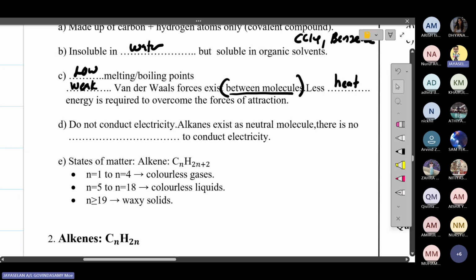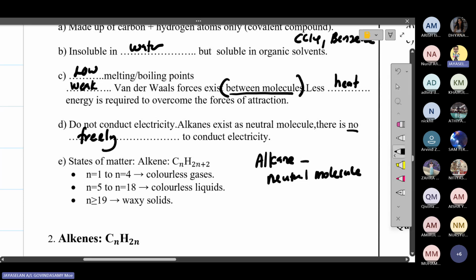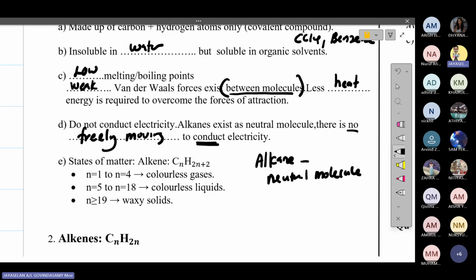Electrical conductivity. Alkane, please remember, alkene all exist as neutral molecules. They do not contain freely moving ions. Therefore, they do not conduct electricity because they exist as neutral molecules, right? So, mesti tulis perkataan ini. No what? No freely moving ions to conduct electricity. Jangan tulis to carry electricity.